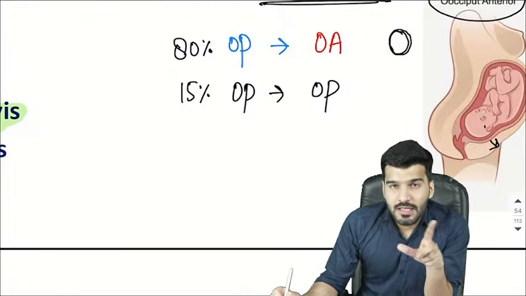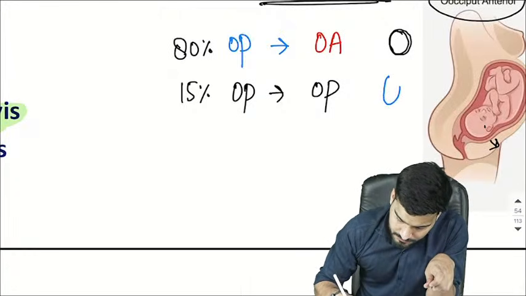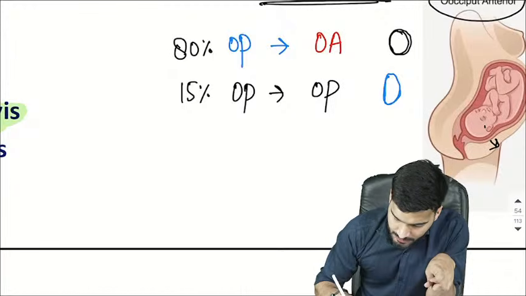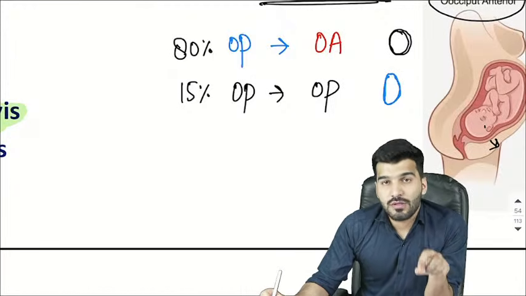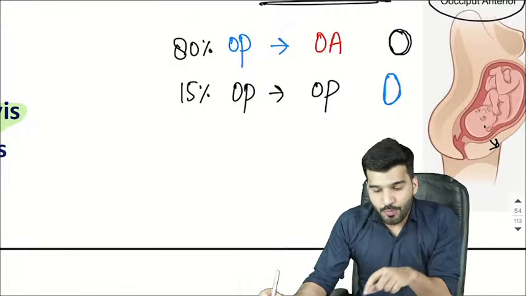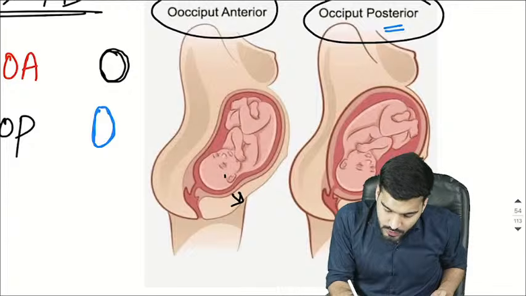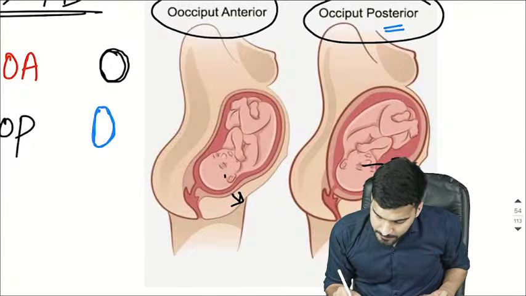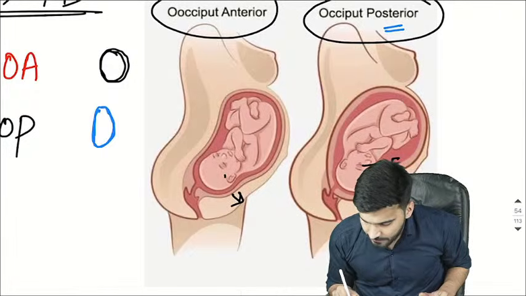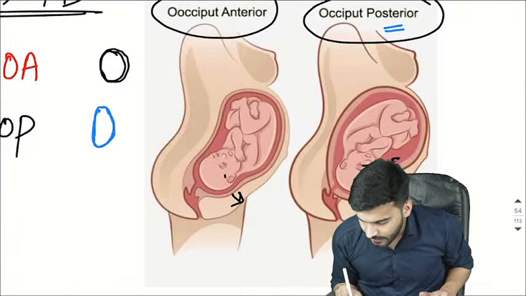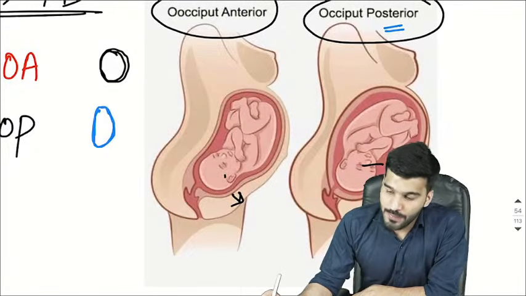Now 15% of occipito-posterior remain occipito-posterior only, because the cavity over there is an oval-shaped cavity. Oval-shaped will be which type of pelvis? That is going to be the anthropoid pelvis. Now in anthropoid pelvis, how will this be delivered? If this is occipito-posterior only, this is the face of the baby, this is the pubis area. The type of delivery we have is face to pubis delivery, in an anthropoid pelvis.